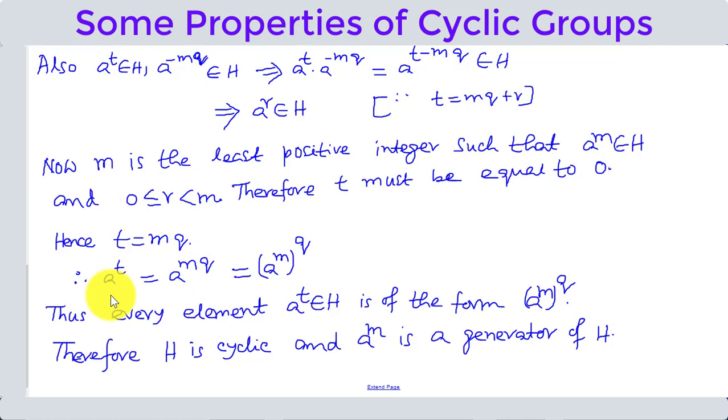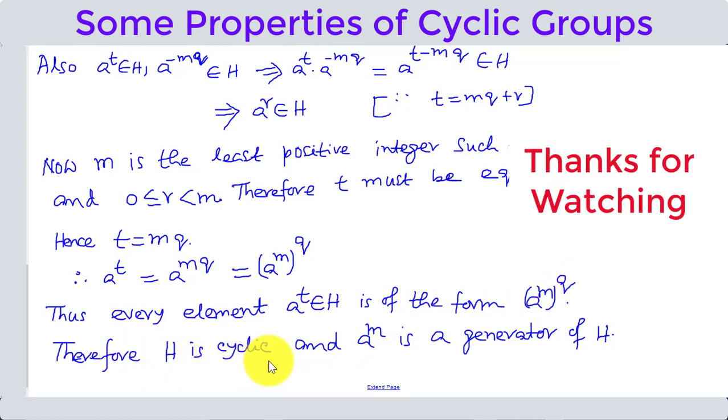So a to the power t is equal to a to the power mq, which is equal to a to the power m, whole raised to the power q. Thus, every element a to the power t belonging to H is of the form a to the power m raised to the power q. Therefore, H is cyclic and a to the power m is a generator of H.